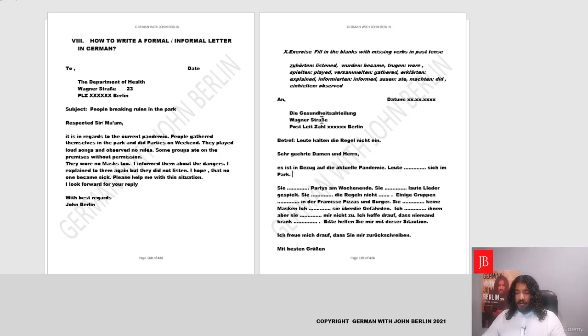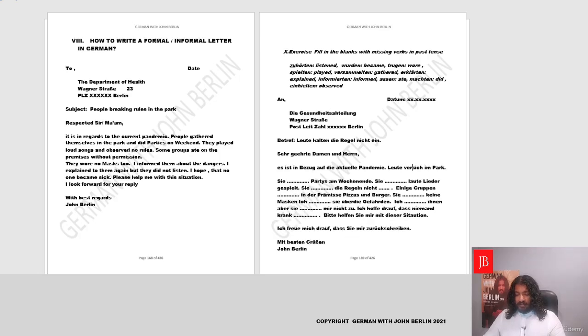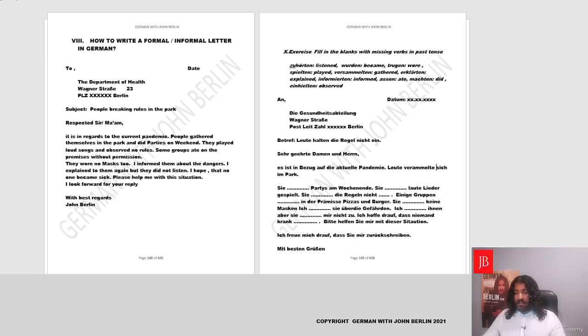Now we need to find out the verb gather, and the verb is versammelten. Perfect. It comes from the verb versammeln. It's a regular verb. We add a T, it becomes versammelten. So we'll conjugate it for third person. Leute, we'll write versammelte sich im Park. They gather themselves in park.